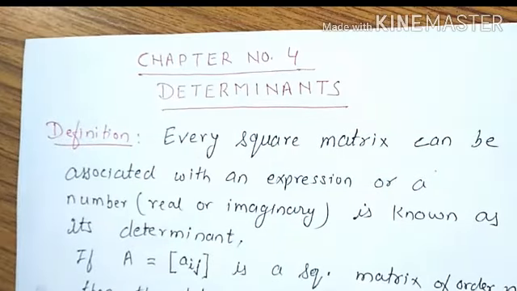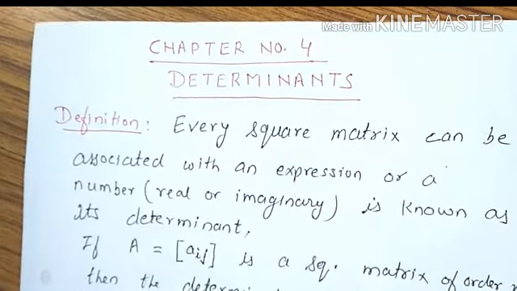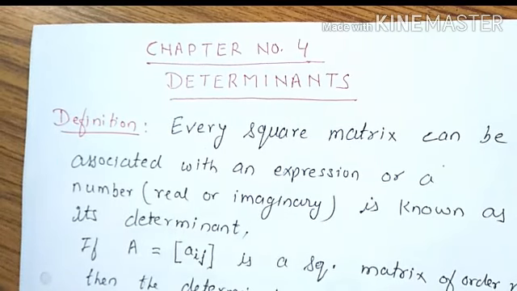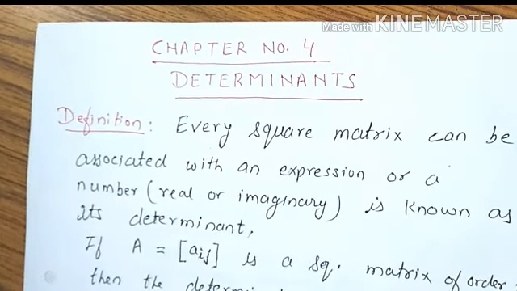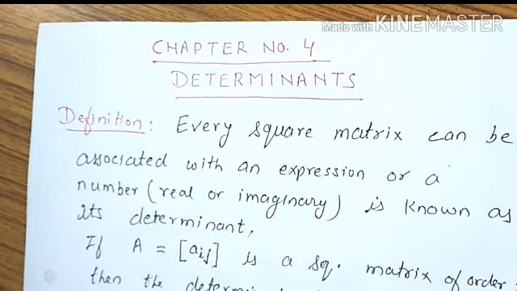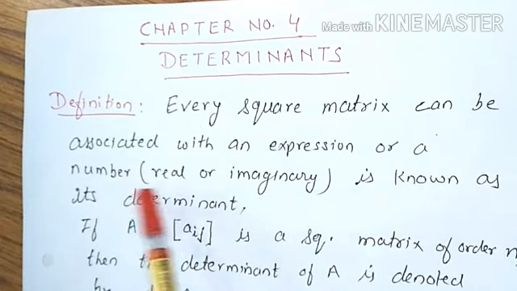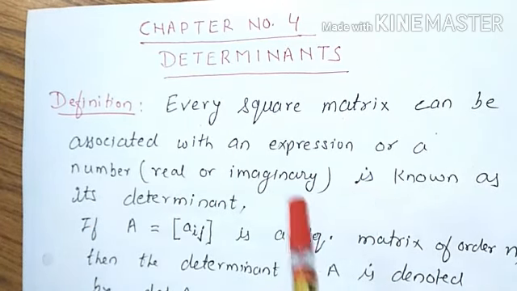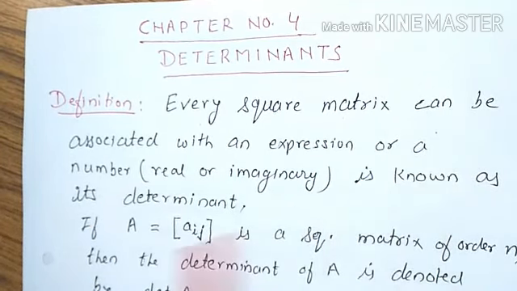Hello everybody. Now we will start chapter number 4 of the NCERT book, and this chapter name is determinants. So let us first see the definition of determinant. The determinant is connected with a square matrix, and the definition is: every square matrix can be associated with an expression or a number. This number can be real or imaginary, and is known as its determinant.